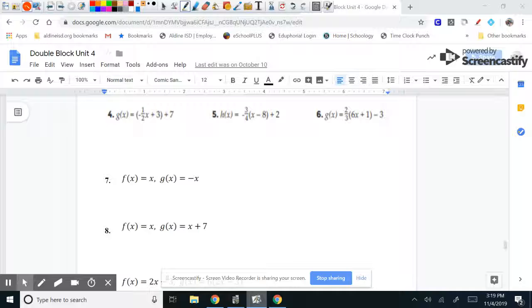Remember, I only have 10 minutes to do this first page. All right, number 6. The A is the number in front of the parentheses, so that's 2/3. Okay, so go and look at your notes. Is it going to be vertically stretched or vertically compressed? It's a smaller number. It's closer to 0, so that should help you figure out which one it is.